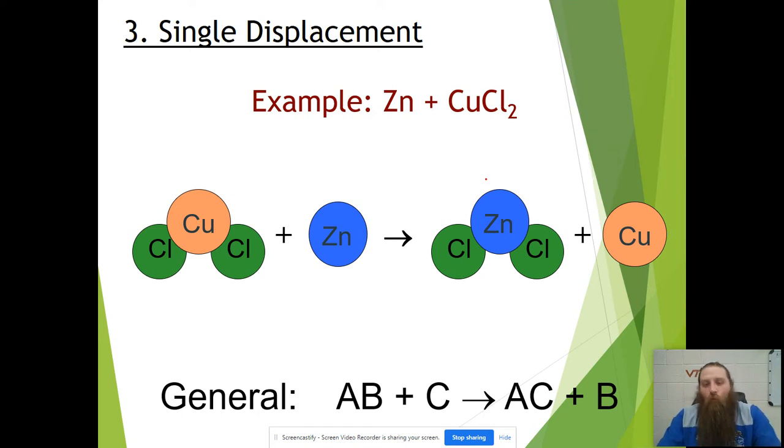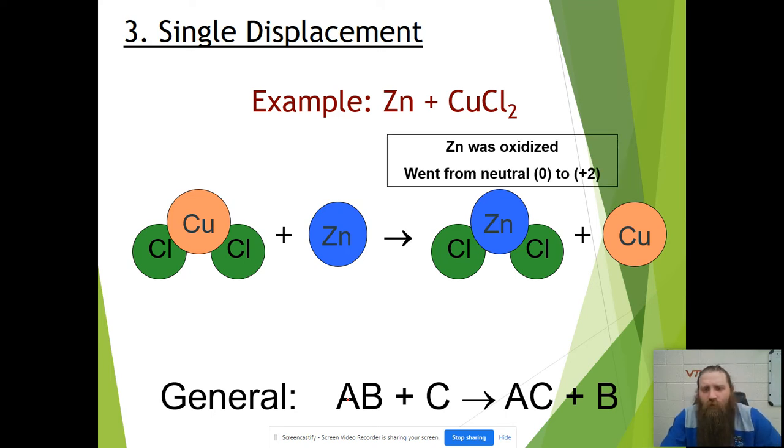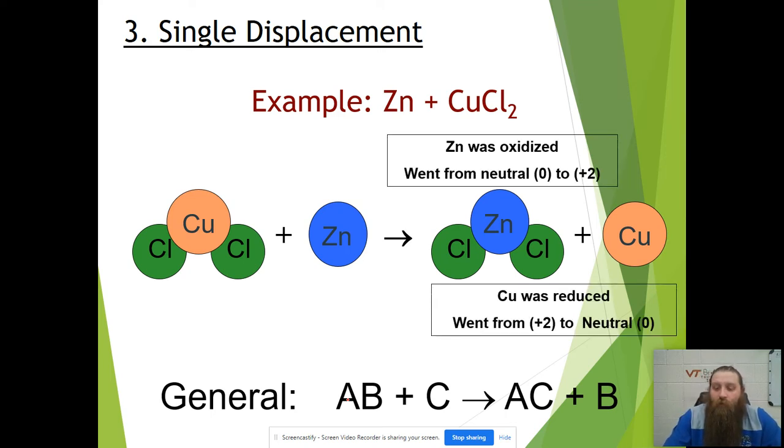The general form for a single displacement is AB plus C makes AC and B. So our rearrangement that's going on there, okay, is just the metal switching spots. Now, in this case, we actually have what's called an oxidation reduction or a redox reaction. We'll talk more about those later, but redox is pretty interesting. It just tracks the charges on the species. So I'll just give you a quick intro to this, and we'll see some more later.